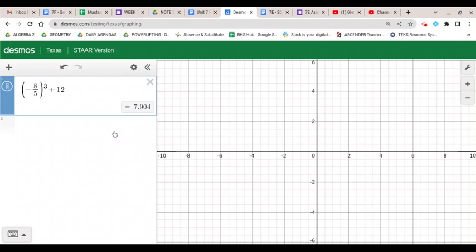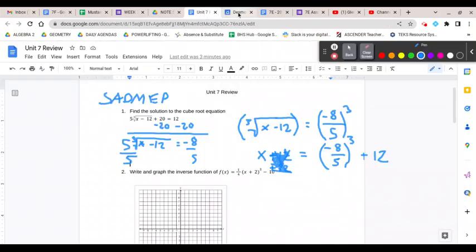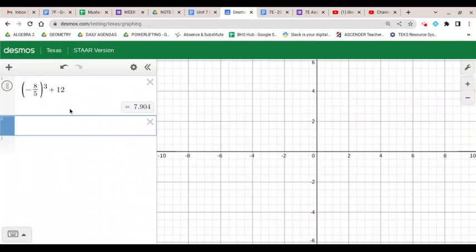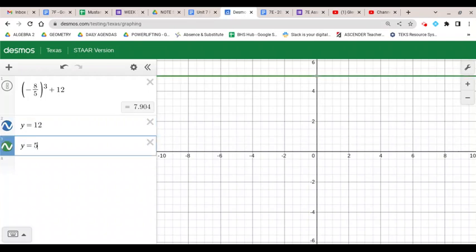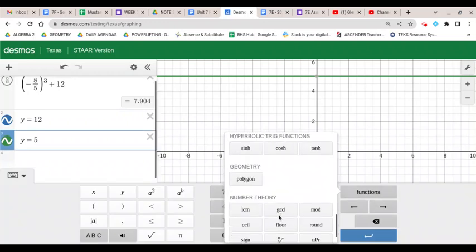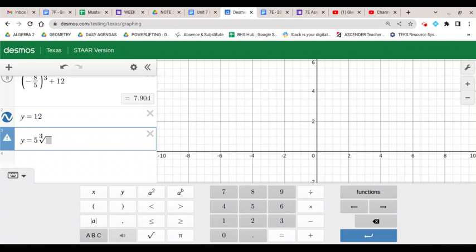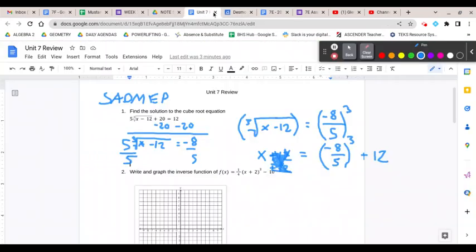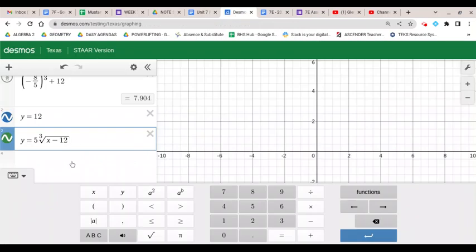We could always check our work by just doing the equation in here. So we have y equals 12 on one side, and y equals 5 times the cube root of x minus 12. Let's see where we're at here. Plus 20 on the outside.